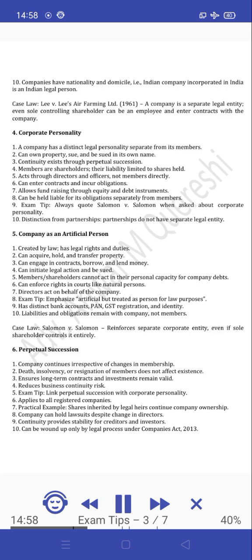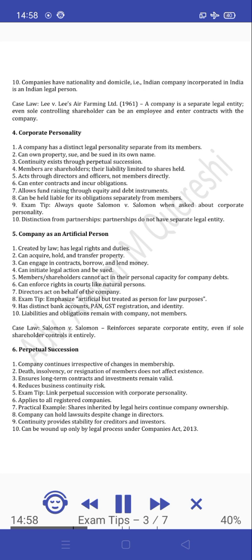4. Corporate personality. 1. A company has a distinct legal personality separate from its members. 2. Can own property, sue, and be sued in its own name. 3. Continuity exists through perpetual succession. 4. Members are shareholders. Their liability is limited to shares held. 5. Acts through directors and officers, not members directly. 6. Can enter contracts and incur obligations. 7. Allows fundraising through equity and debt instruments.